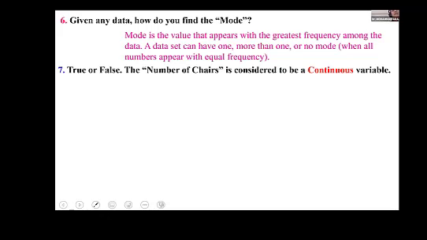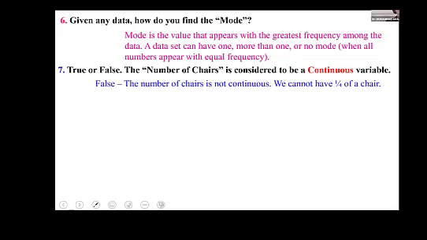True or false? The number of chairs is a continuous variable. This is a false statement. The number of chairs is not continuous. We cannot have 1/4 of a chair. It is a discrete value.